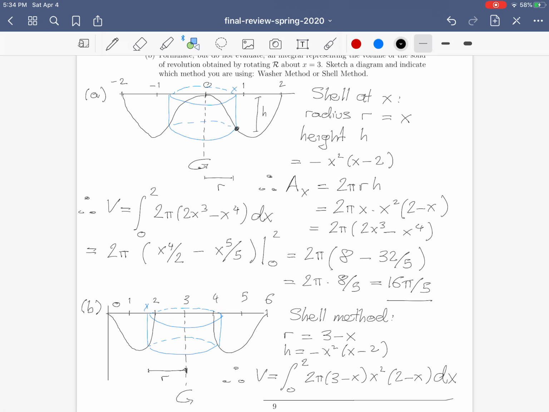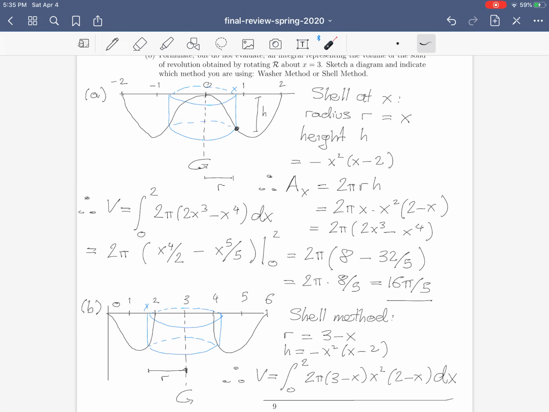Okay, so the main things to take away from this question is how to set up the shell method, and then remember that in order to use the shell method, you work out the area of the shell, which is 2 pi r h, where r is the radius of the shell. So in this case, it's given by this. In this case, it's given by this. Times the height. So that's this thing here in both cases. And then your integral is just the integral from your limits in x of 2 pi times r times h.